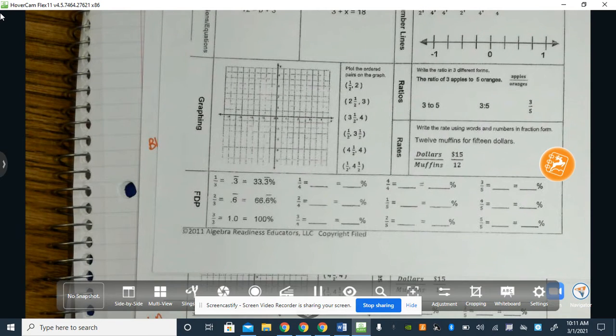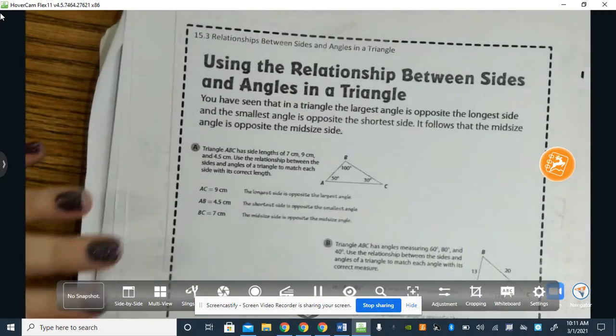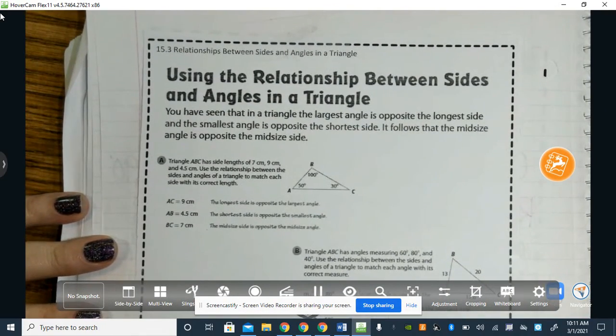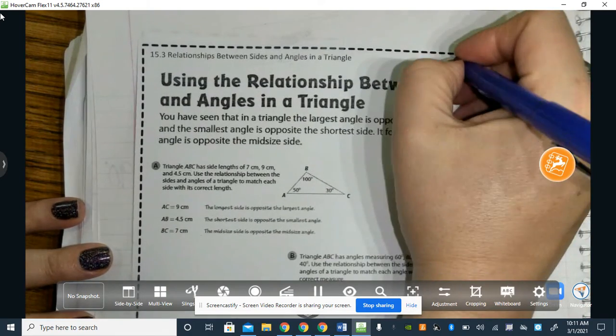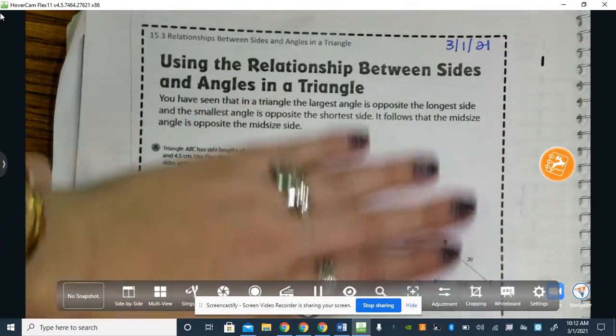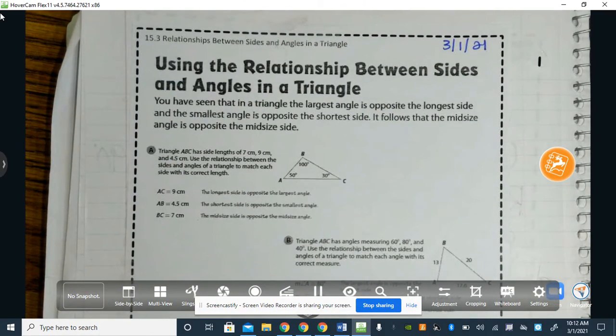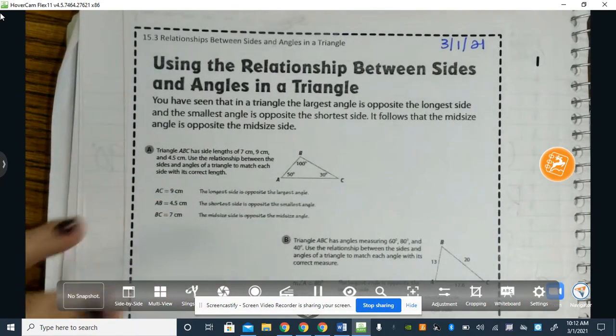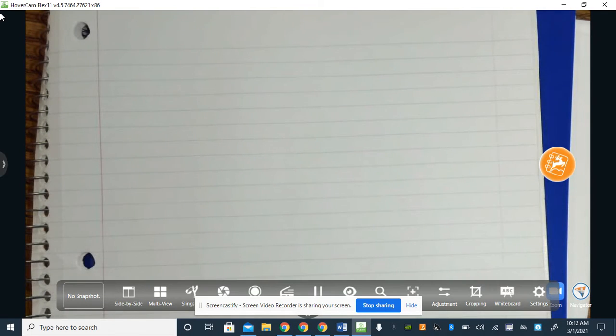Okay. So let's go to our notes real quick. Now, our notes are about using the relationship between sides and angles in a triangle. So today's date is 3/1/2021, and we're going to go on to writing some other notes instead of using these for right now. So a key thing that we've come up with is a little abbreviation of how I can remember what angle and what side are across from each other.